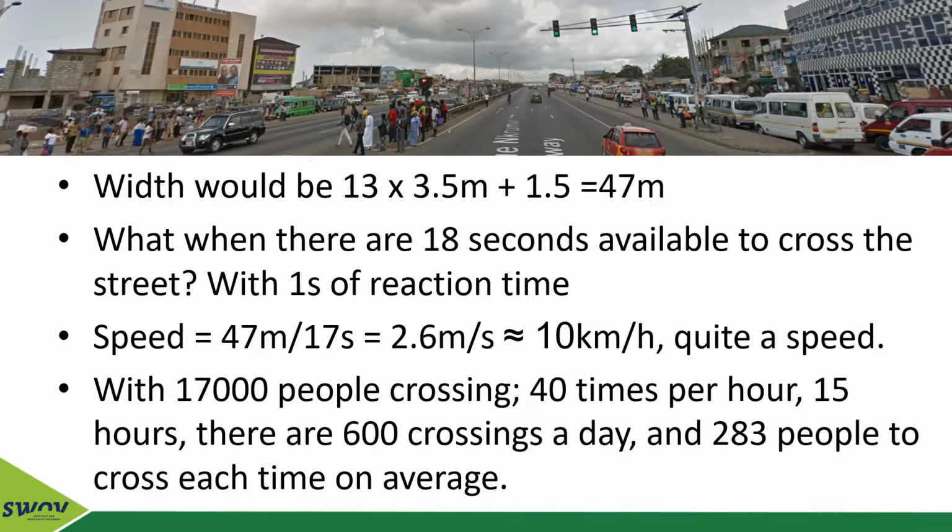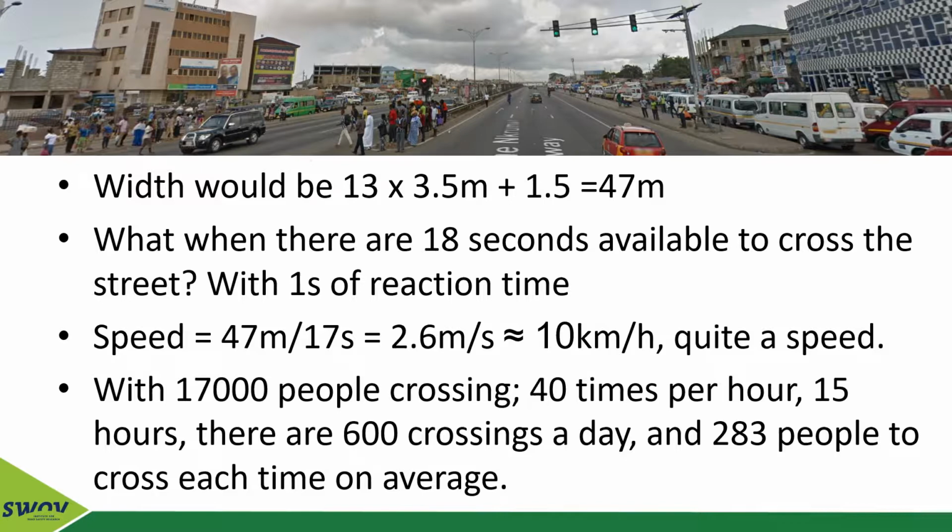So suppose that there are 18 seconds available to cross this street. With 1 second of reaction time, it means that people would have 17 seconds to cross the street once the light is green. 47 meters in 17 seconds yields 2.6 meters per second, which is about 10 kilometers per hour. This is quite a speed. It would mean something like jogging speed, for example. So everyone who wants to cross the street within those 17 seconds would have to jog across the street.